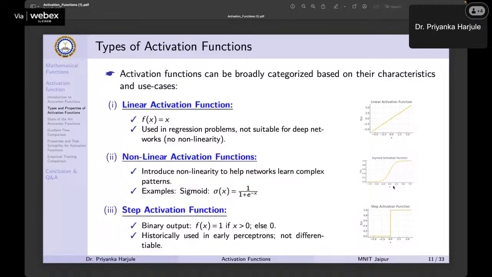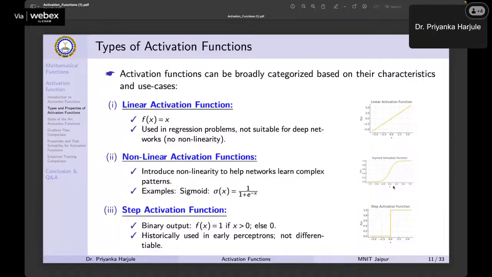So we have various types of activation function. There are linear activation functions where the graph is a straight line, commonly used in the regression problems. But there is no non-linearity. It cannot capture the complex patterns. So that is why they are not used in the deep networks. Okay.